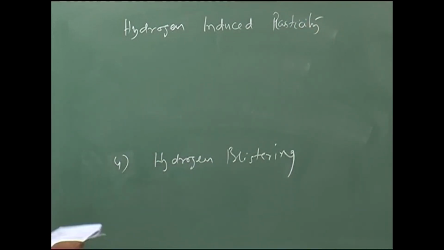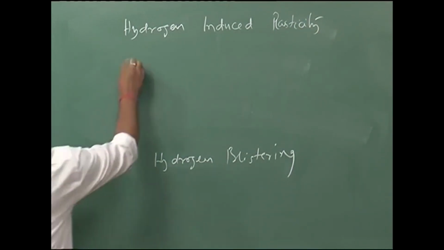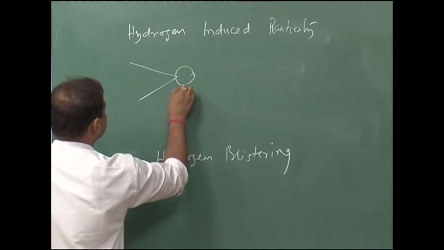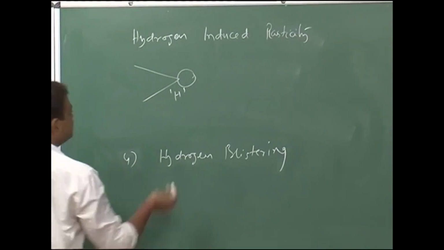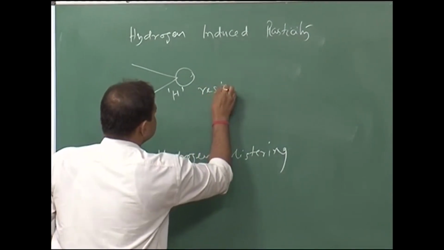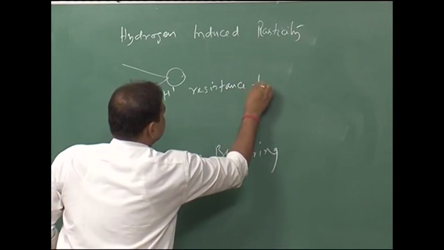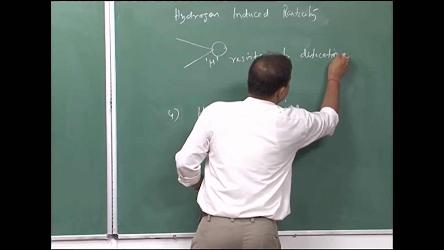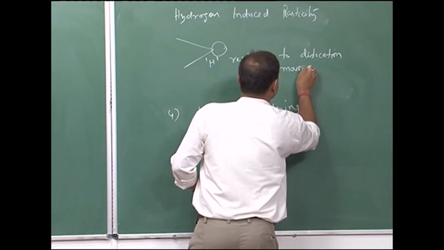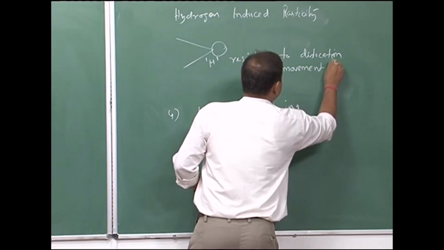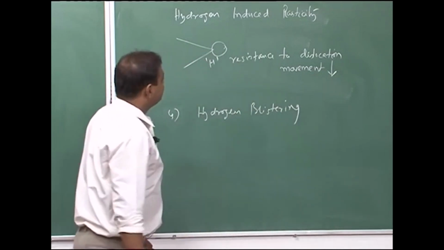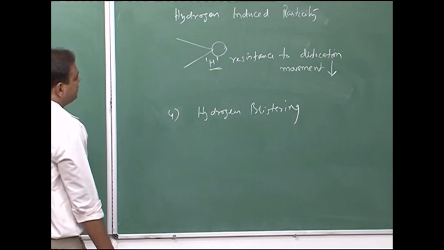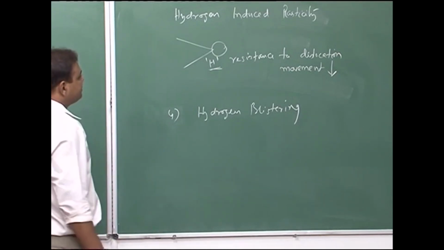Hydrogen induced plasticity says that at the crack tip, this is the crack tip, hydrogen can decrease the resistance to dislocation movement. The resistance to dislocation movement can be reduced due to the hydrogen, and then deformation can easily be possible.